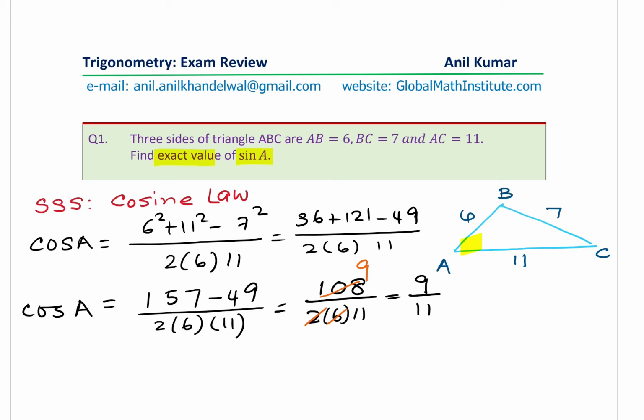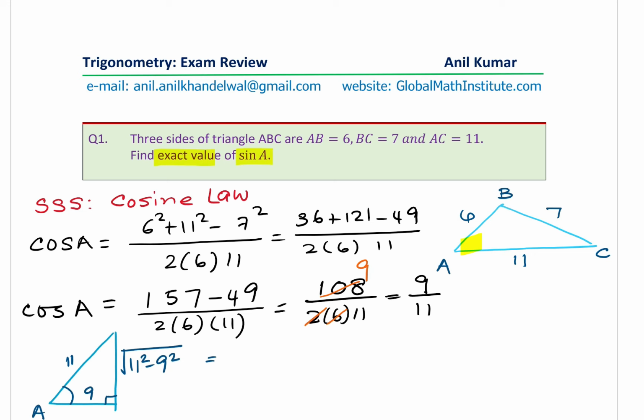But we are interested in finding sine A. How do we do that? Well, we know cos A, so we'll make another triangle here. We know that the value for cos A is 9 over 11. That means that this side is 9, the other side is 11. We can now find the opposite side using the Pythagorean theorem. So it is the square root of 11 squared minus 9 squared.